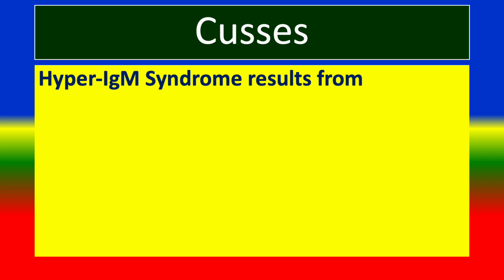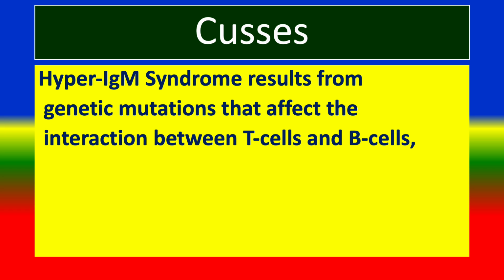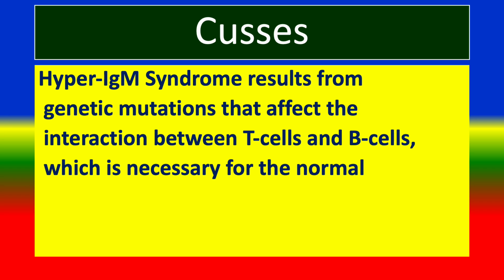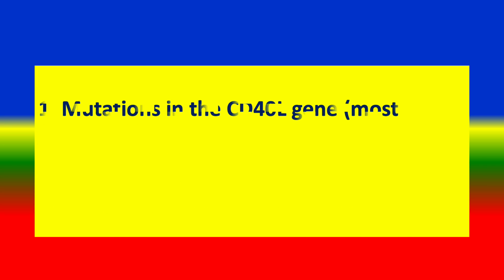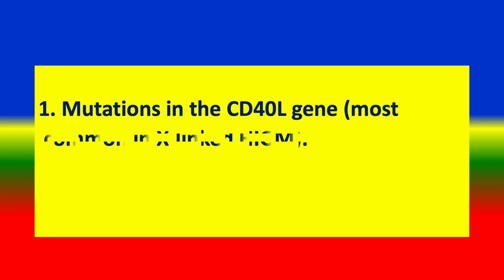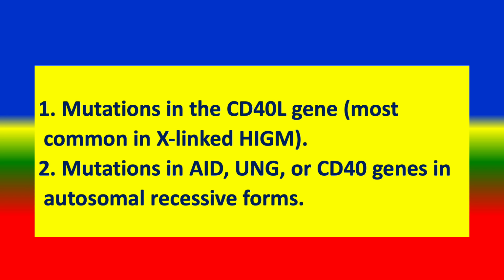Causes. Hyper IgM syndrome results from genetic mutations that affect the interaction between T cells and B cells, which is necessary for the normal production of antibodies. The main causes are: 1. Mutation in the CD40L gene, most common in X-linked HIGM. 2. Mutation in AID, UNG or CD40 genes in autosomal recessive forms.